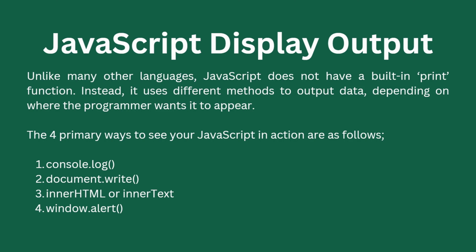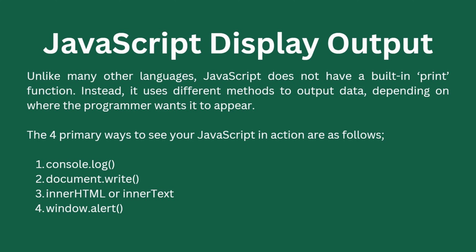Unlike many other languages, JavaScript doesn't have a built-in print function. Instead, it uses different methods to output data, depending on where the programmer wants it to appear. There are four primary ways to see your JavaScript in action. Number one, we can use console.log to display the output. Number two, we can also use the document.write expression.